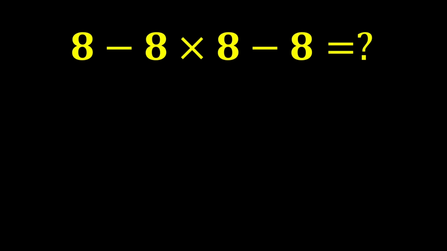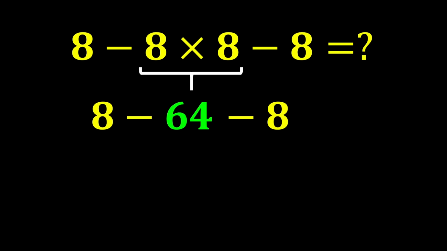8 minus 8 times 8 minus 8. In this expression, there are 2 subtractions and 1 multiplication. According to PEMDAS, multiplication has a higher priority than subtraction, so we first perform the multiplication and then the subtractions. 8 times 8 gives us 64, and the expression becomes 8 minus 64 minus 8.